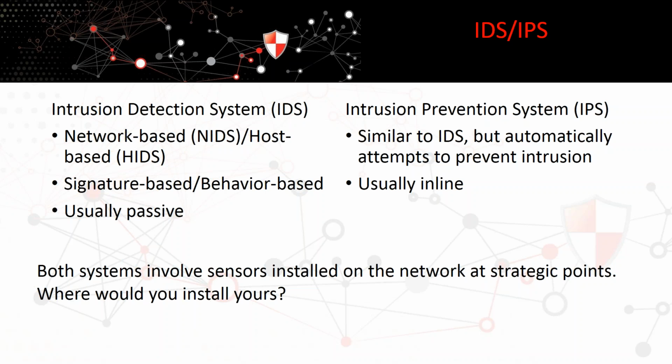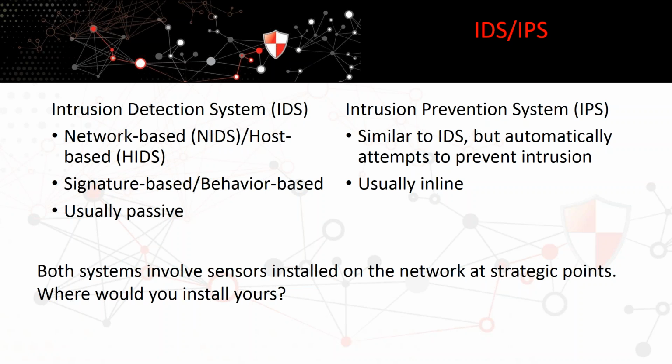Basically, an IPS, they're not supposed to but can fail closed. And what that means is if an IPS goes offline and all of the traffic is being pushed through that IPS, basically you take the entire network offline. And of course, that's an undesirable situation. But both of those systems, they require you to implement them at particular points in the network. And the question I'll ask is, where would you install yours?